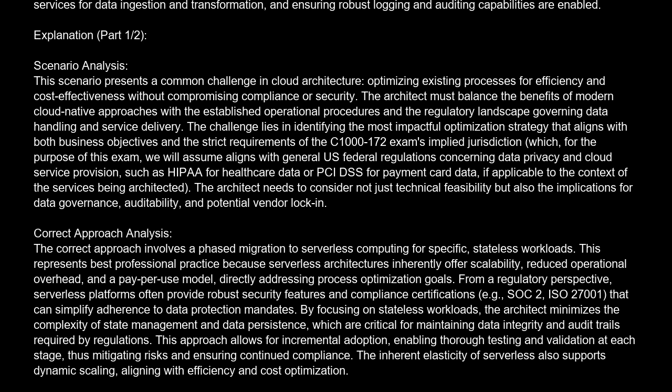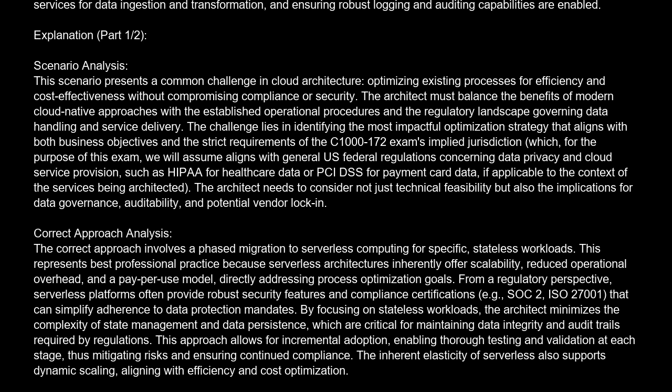Correct approach analysis. The correct approach involves a phased migration to serverless computing for specific, stateless workloads. This represents best professional practice because serverless architectures inherently offer scalability, reduced operational overhead, and a pay-per-use model, directly addressing process optimization goals. From a regulatory perspective, serverless platforms often provide robust security features and compliance certifications, e.g., SOC 2, ISO 27001, that can simplify adherence to data protection mandates.